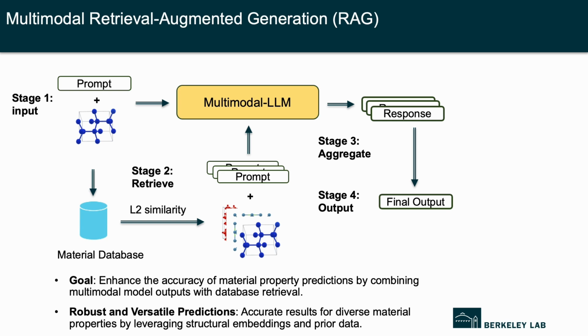Here it could be our training set, using L2 similarity scores to measure the similarity between our input structure embeddings and the materials in the material database, so that instead of getting one response, we're getting various responses. So after getting various responses, we aggregate all of the responses to get the final output. The aggregation strategy that we're using here is, for classification tasks, we use a max count, and for regression tasks, we're using average.